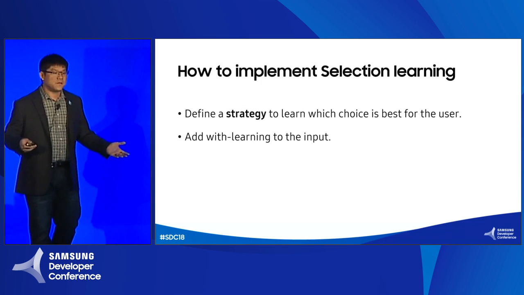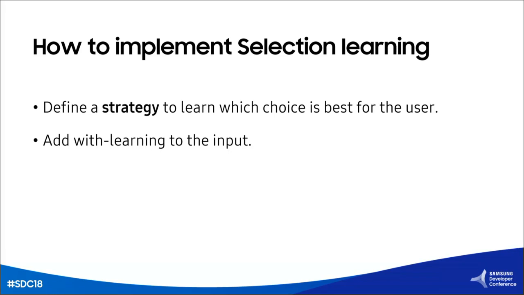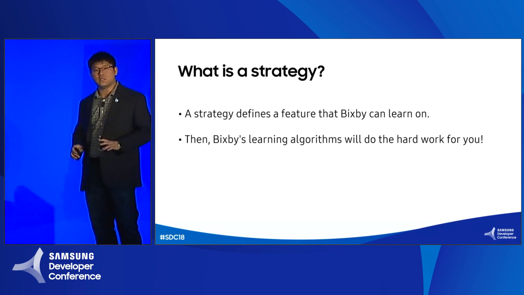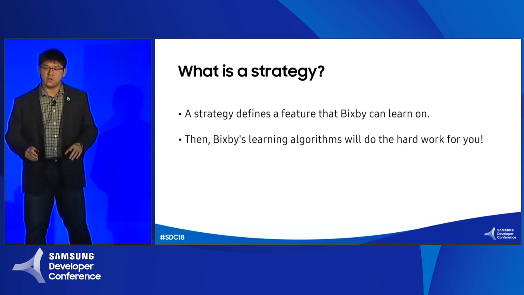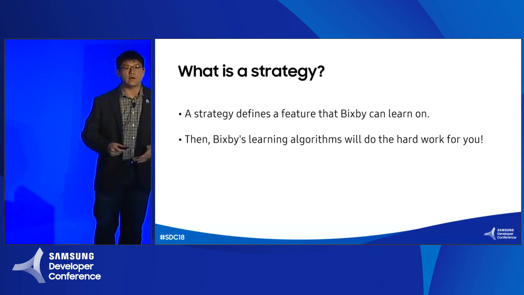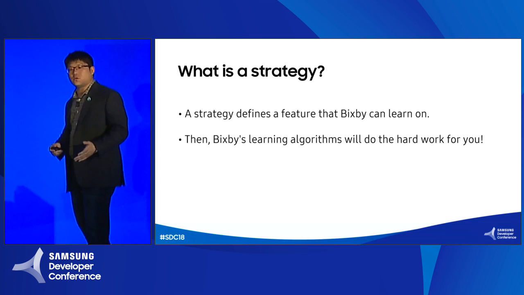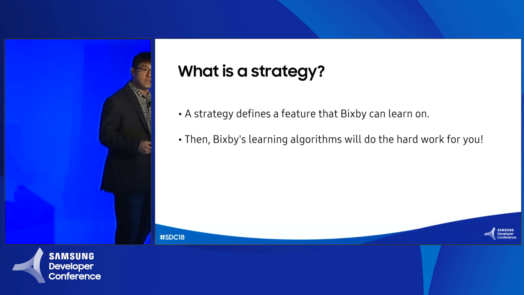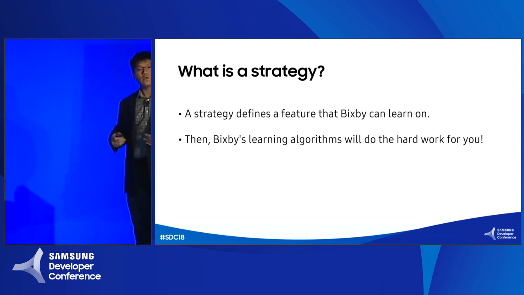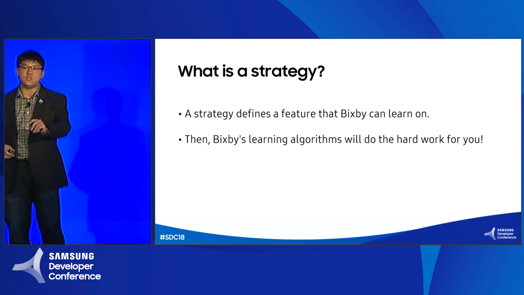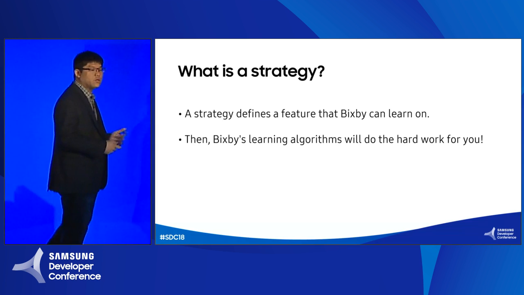How do we do this? First, we define a strategy to learn which choice is best for the user, and then we add with learning to the input. But wait, what is a strategy? So the specifics of strategies are a little deep to cover in this introduction, but in short, a strategy defines a feature that Bixby can learn on. For example, if you're learning about which type of room a user prefers, some things that might matter include how big it is, how much it costs, whether or not it has a great view. These are features that matter to a user, and you can teach Bixby which features matter. And then Bixby's learning algorithms will do all the hard work for you.